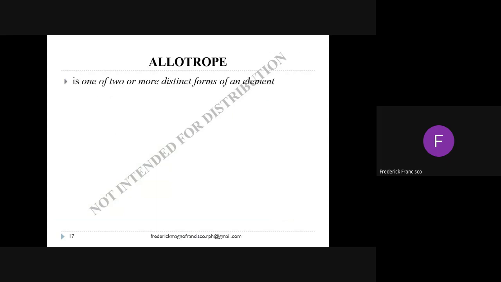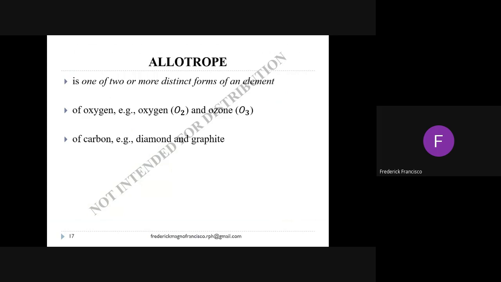An allotrope is one of two or more distinct forms of an element. Note that oxygen, O2, and ozone, O3, are allotropes of oxygen. Two allotropic forms of the element carbon, diamond and graphite, are dramatically different not only in properties but also in their relative cost.